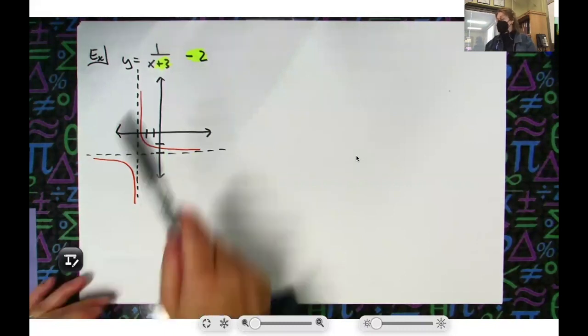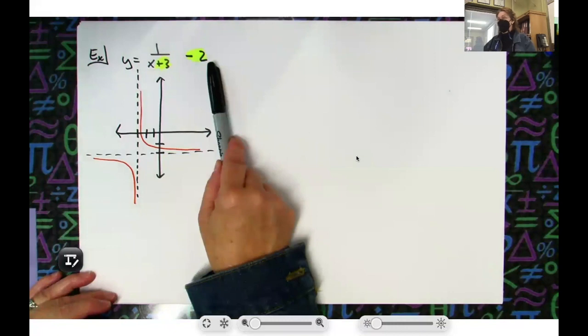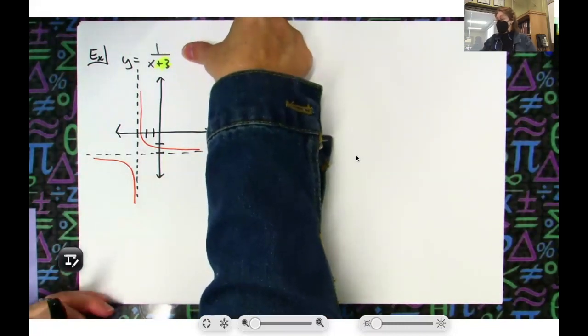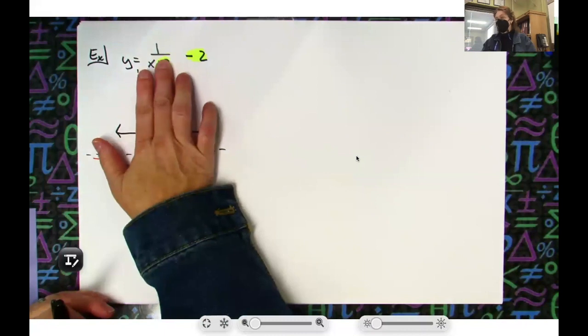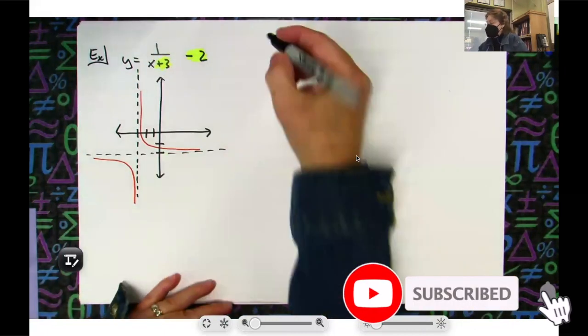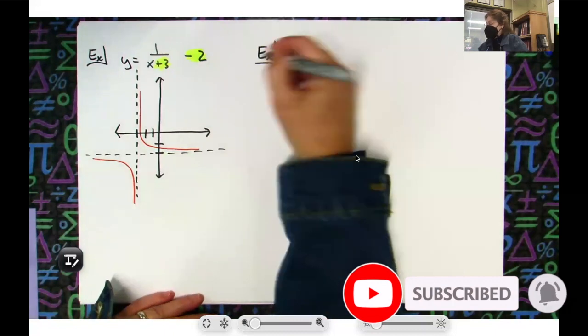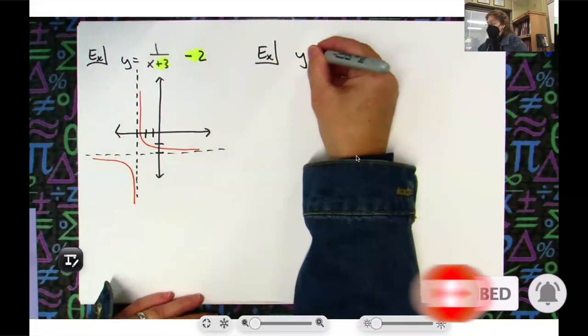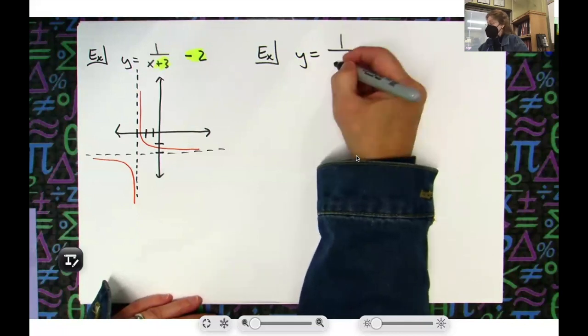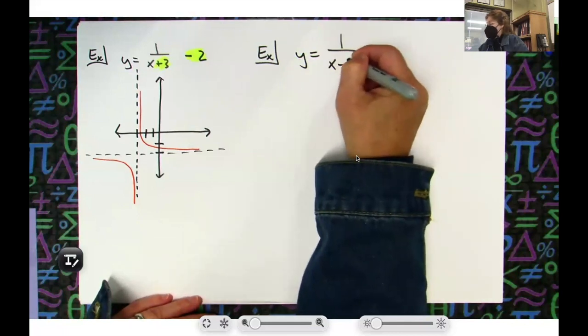Now, do I have to have both those numbers? I don't, right? If I didn't have the 2, I would just shift to the left. If I didn't have the +3, I would just shift up or down. So I don't have to make 2 shifts. I can do just 1 shift. Okay, so let's do 1 shift, and then let's do one with a squared. So 1 over x minus 4 squared.